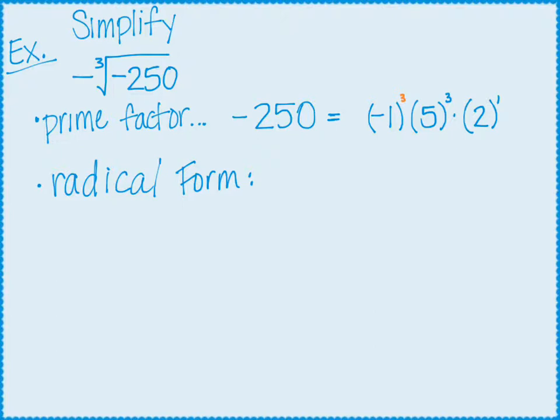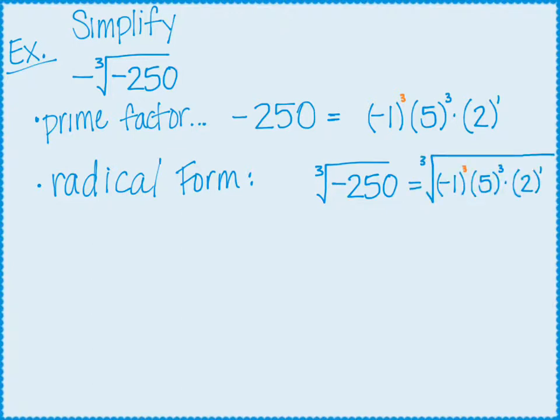So the radical form of this, I'm not going to look at the exponential form, I'm just going to look at the radical form and say I want the cube root of negative 250. If I plug in those prime factorizations, I can see, I can pull out the negative 1 and I can pull out a 5. And what's left behind is a 2 still under the cube root's radical.